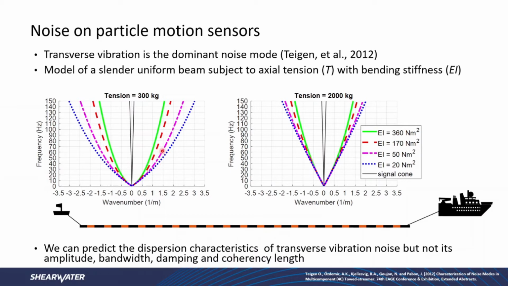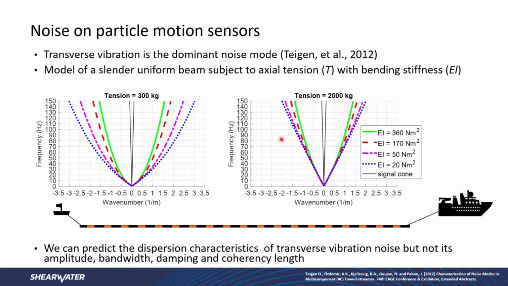On the left-hand side of the plot, this one is for the low tension case of around 300 kilos, and that you typically observe at the tail of a streamer. Here you can see how the effective bending stiffness significantly changes the frequency wave number dispersion relationship. On the right-hand side, you can see the same curves, but now calculated for the 2000 kilo tension, which can be found near the front of, for instance, an 8 kilometer streamer. And now the curves are much closer together.